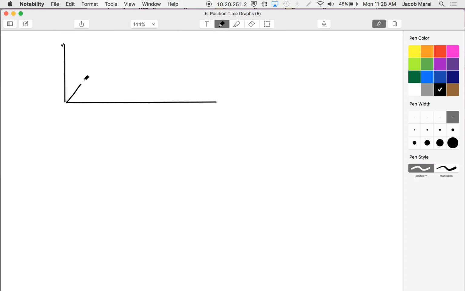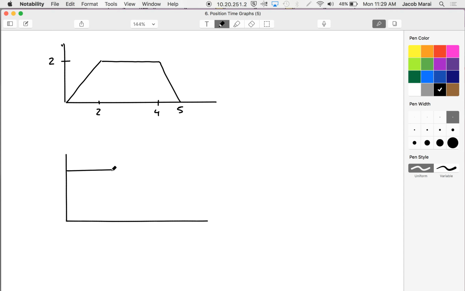Let's go. 2 meters in 2 seconds, stationary for 2 seconds, and then back in 1. Let's see if you can make that kind of shape. All right, then, let's try 2 meters away, walks to 1. So 2 meters away, stationary for 2 seconds, walks to 1 in 1 second, and then stationary.